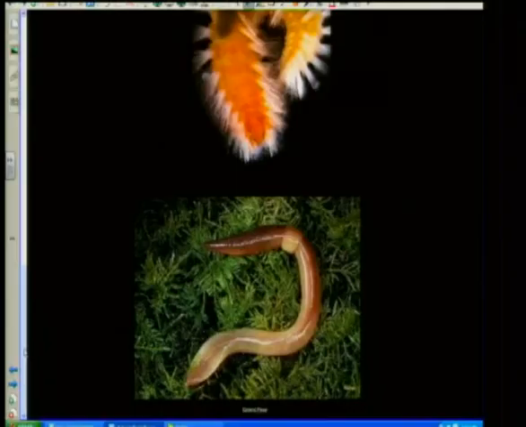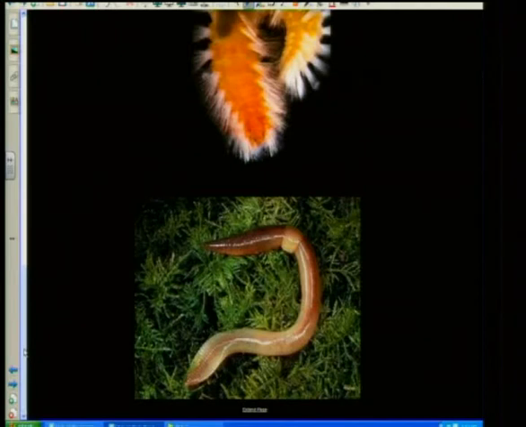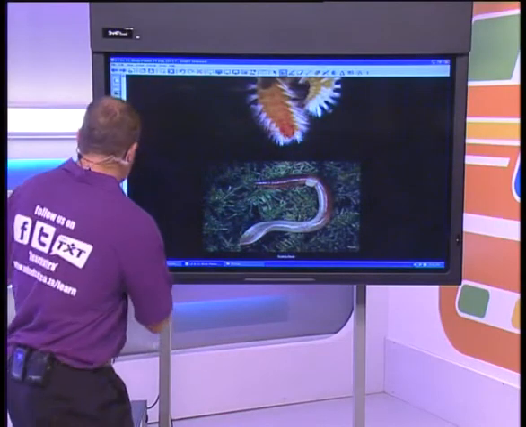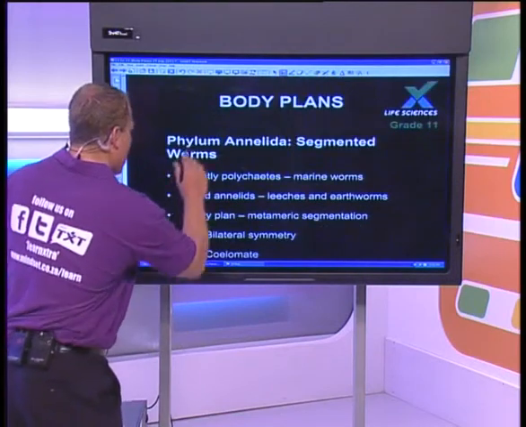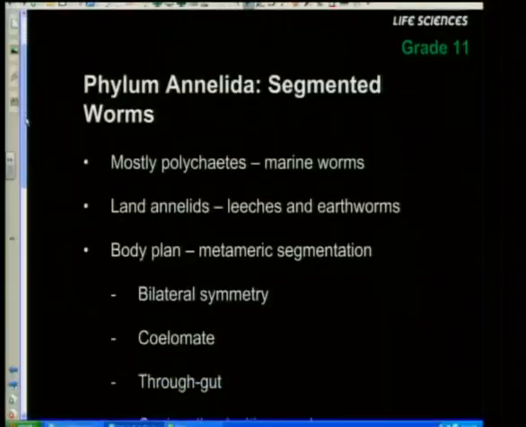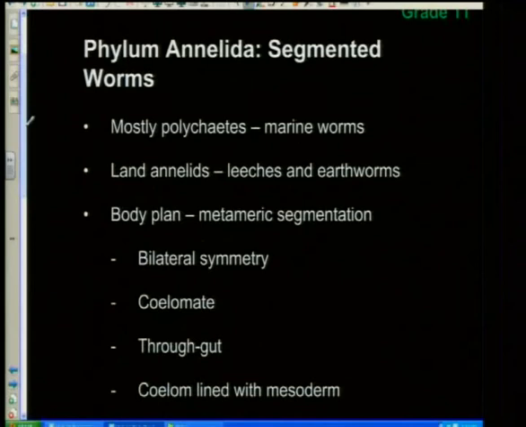And then, of course, you all know what that one is. That is your earthworm, right? Your earthworm is a segmented worm. Now, let's have a look at it. Your annelida, very simple. They're most probably found in marine worms, okay? They're also land animals. You've got your leech and you've got your earthworm.